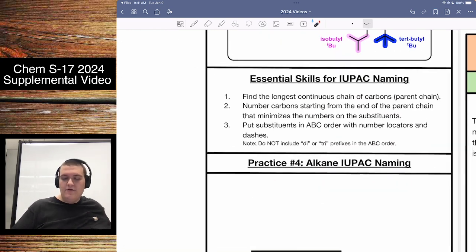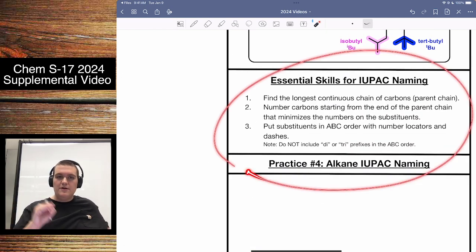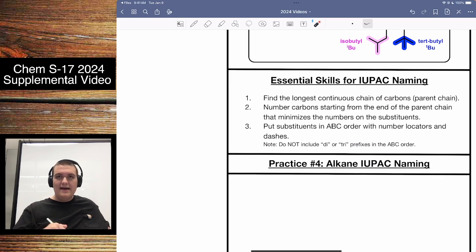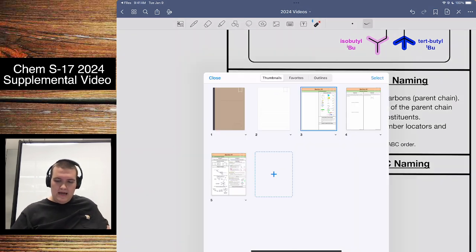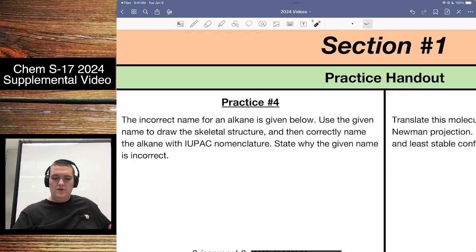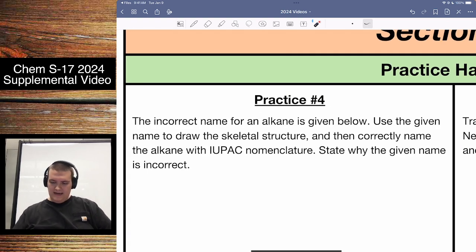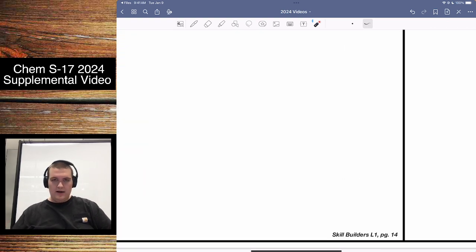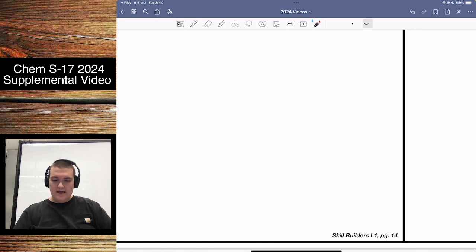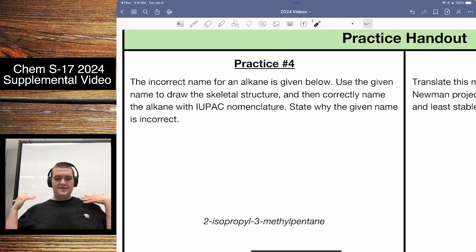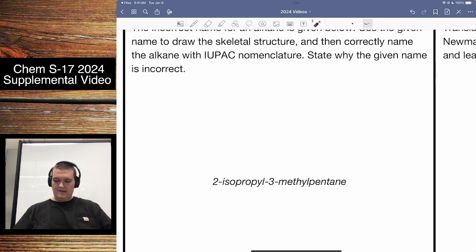So these are the 3 basic rules that you need to start moving and grooving with some basic naming. And with that, let's try to jump through a practice. So this is going to be Skill Builder Lecture 1, page 14 in the problem set. They are saying that they're going to give us an incorrect name for an alkane. And then using that name, we are going to draw a skeletal structure. And then we're going to correctly name it and say why their name is incorrect. So let's start with this example.